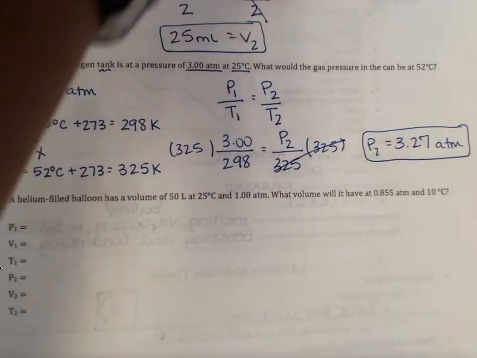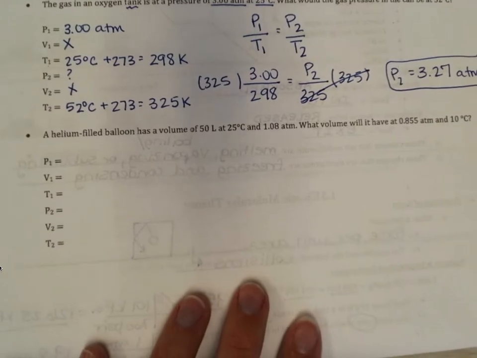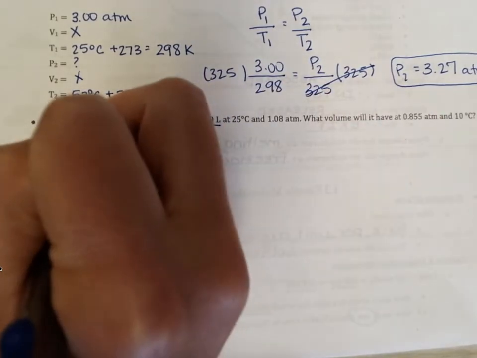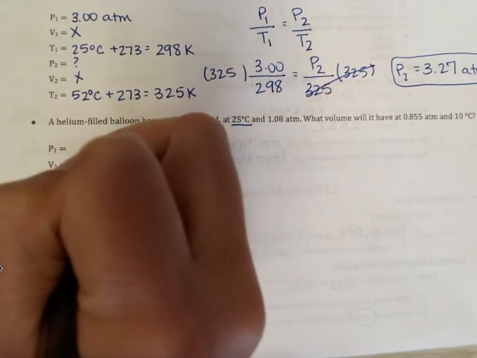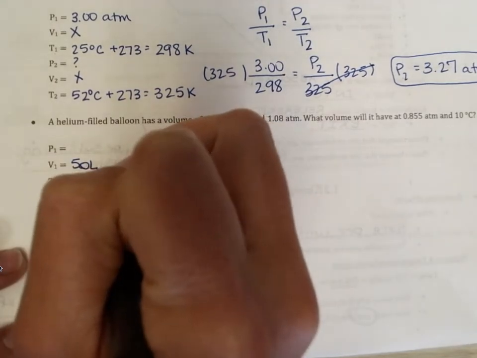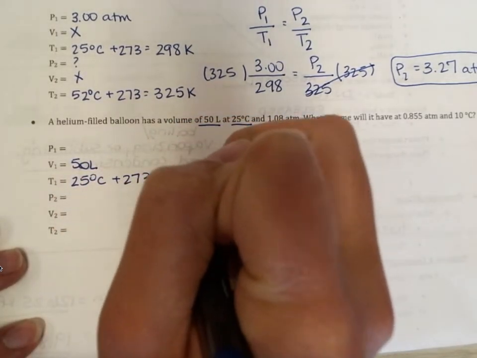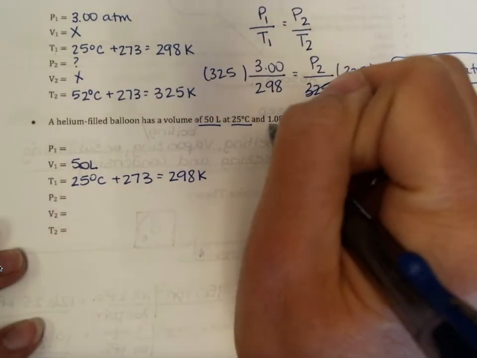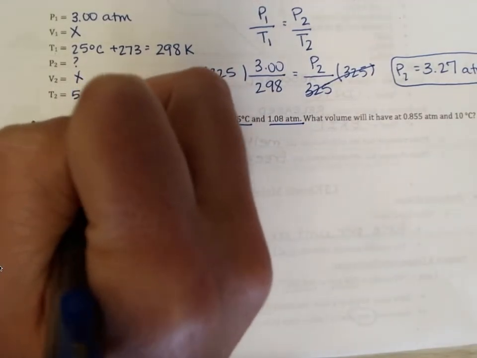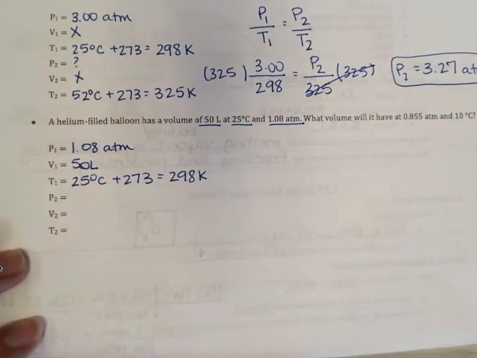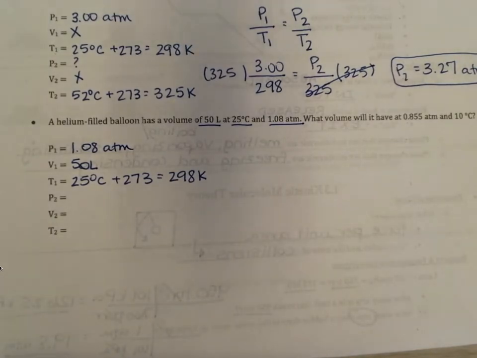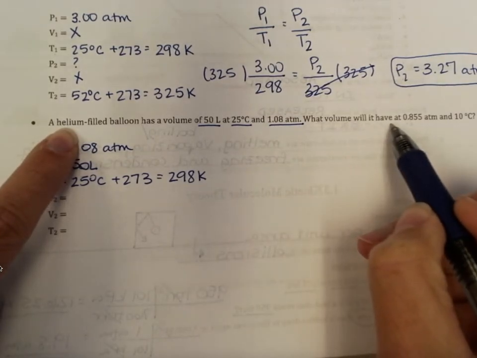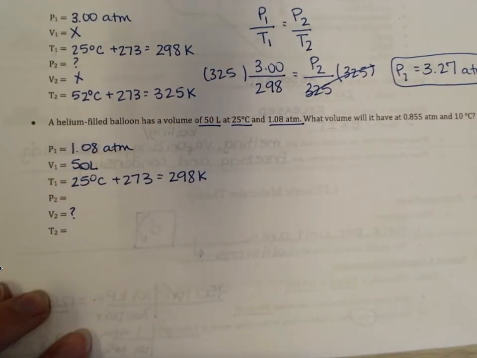Our last one that we're going to do says a helium-filled balloon has a volume of 50 liters. Okay, so there's my volume. At 25 degrees Celsius, for every degree C, add 273. Since it's the same as the first question, I'm going to write that down again. And 1.08 atmospheres. They must be in Death Valley because they are below sea level. With their balloons. Maybe they're celebrating something. What volume will it have? So I don't know the volume.